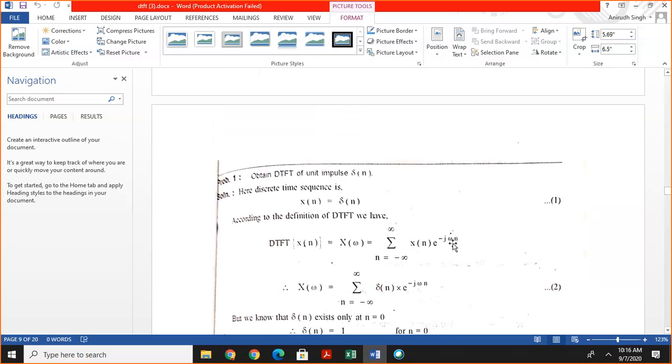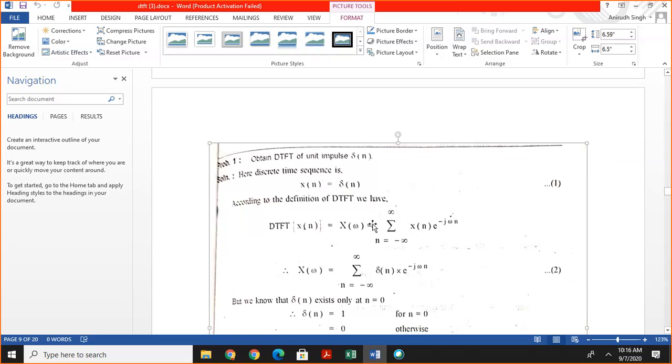Here we determine the DTFT of some standard signals. Determine the DTFT of the unit impulse delta of n. If x of n is delta of n, then according to the definition of DTFT, X of omega is given by summation from n equal to minus infinity to plus infinity of x of n e^{-j omega n}. Then substitute the value of x of n, which in this case is delta of n.